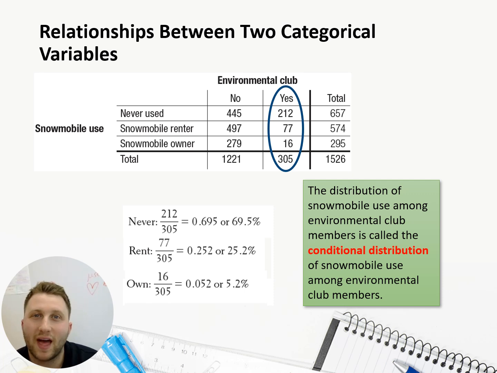Now, if you did that for all of the values for snowmobile use type, that would be the conditional distribution of snowmobile use for environmental club members. Again, a distribution, just like in Unit 1, is what are the values that are possible and how many of each. So in this case, we're looking at it as a relative frequency, not a frequency itself, but we're saying 69.5% of environmental club members have never used a snowmobile, whereas 25.2% of them have rented and 5.2% of them own snowmobiles. That's the conditional distribution.